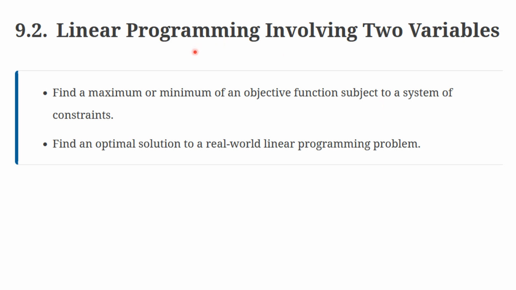Now we move on and we talk about, so what is linear programming? And we'll talk about how you find a maximum or minimum of what we call an objective function subject to a system of constraints. And we will find what we call an optimal solution to real-world linear programming problems. And these usually involve word problems.